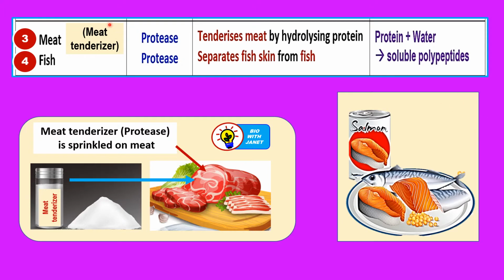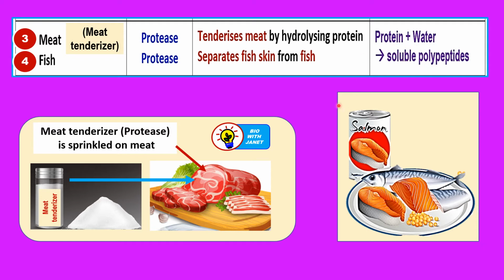Thirdly, in the processing of meat, especially for housewives. Many types of meat are quite tough, and when the housewife has cut the meat into cubes and needs to maybe fry it, she can use an enzyme called protease to tenderize the meat by digesting the protein in the meat to form soluble polypeptides.